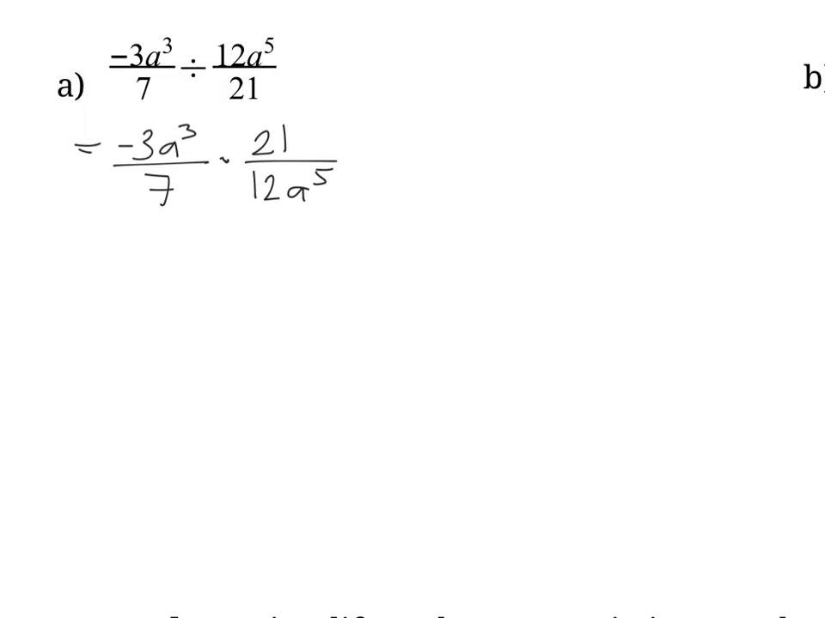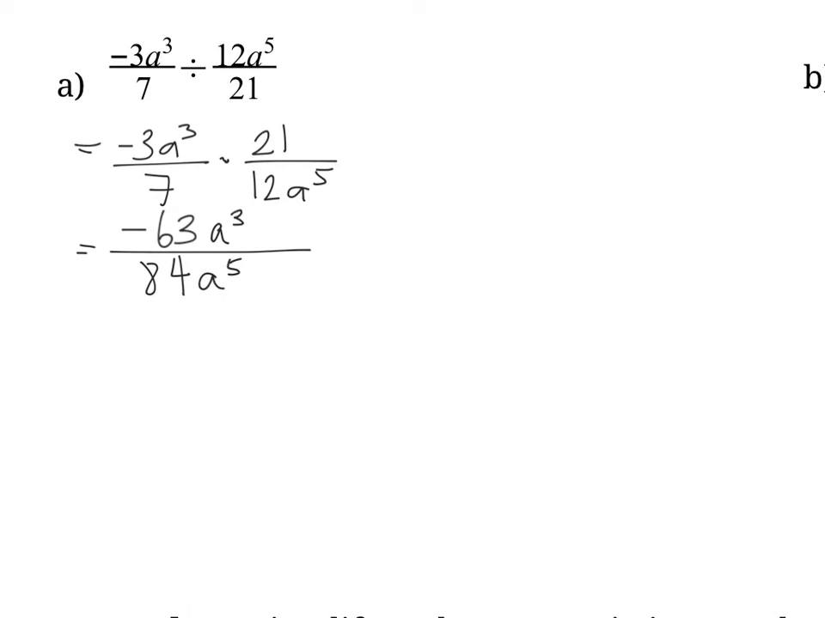And now this is just like a question that we did in the previous examples. Now we're just multiplying this numerator by this numerator and then this denominator by this denominator. So I'm going to set up my fraction bar and I'm going to multiply negative 3 times a cubed times 21. So I know I can multiply negative 3 and 21, and I'm going to get negative 63. And then I also have an a cubed, so I'm going to put a cubed here. And then next I've got 7 times 12 times a to the power of 5. So I can simplify 7 times 12, because we know that's going to be 84. And then I have a to the power of 5.